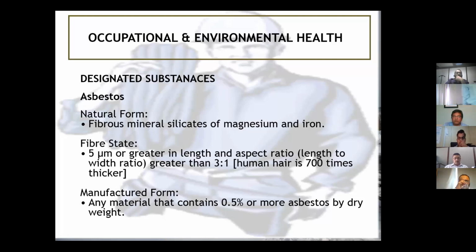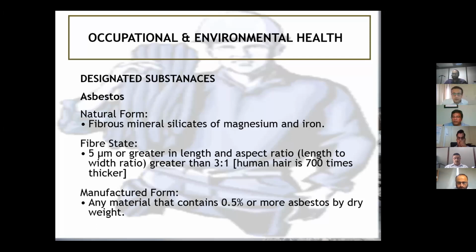Five microns or greater in length is considered an asbestos fiber. And it's 700 times thinner than a human hair. So you can imagine, you can't see that fiber. It's completely invisible. It creates problems when it gets to your lungs.